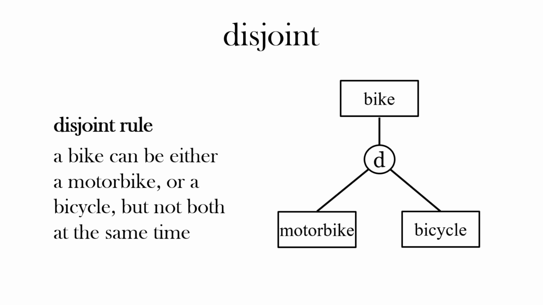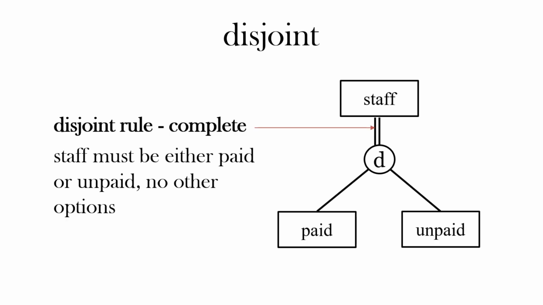Now inside the circle we can have letters. D stands for disjoint. The disjoint rule means that the bike has to be either a motorbike or a bicycle, but not at the same time. So it can be either one. Now if you see the double lines, it means it must be one of the options. So here we've got staff or paid or unpaid. They can't be anything else, just either paid or unpaid, one or the other.